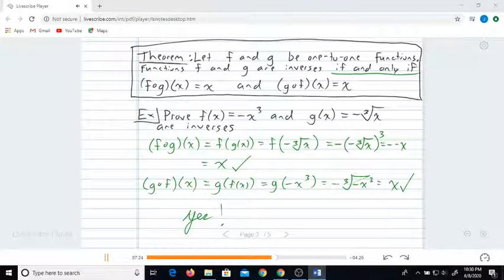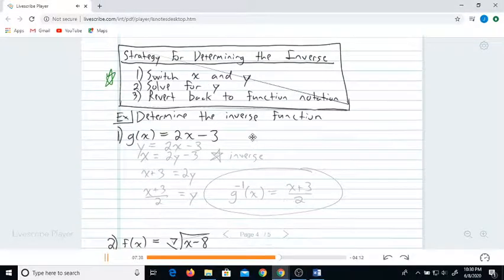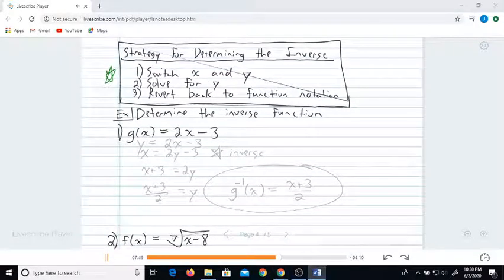So I'm going to wrap up by coming up with a strategy for how one can determine the inverse function. Basically, it's switch the x and y. That's what an inverse does. It switches the x's to y's and the y's to x's. So we'll just do that algebraically. Switch the x and y, solve for y, and revert back to function notation when you're done.